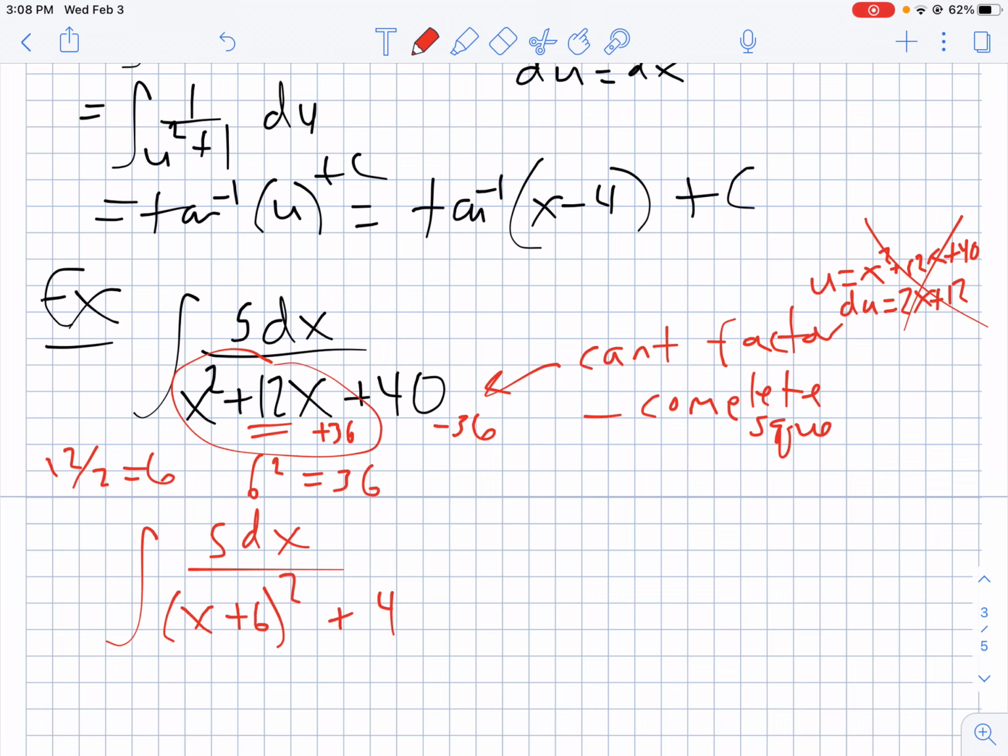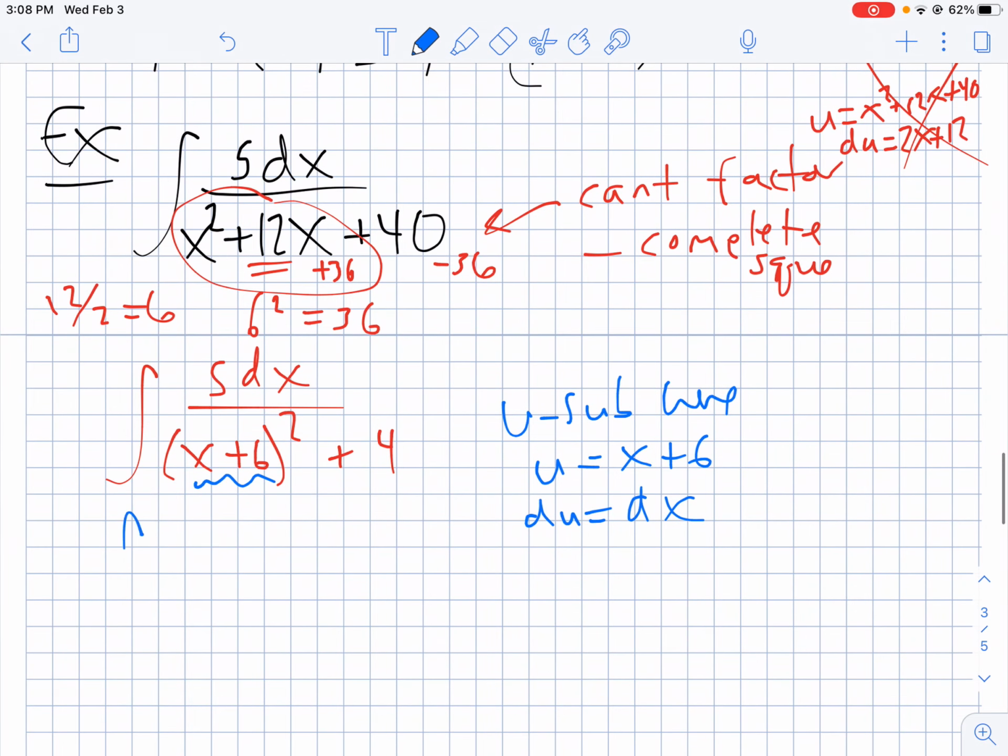Okay, now I'm going to do u sub. And then we're going to see something kind of cute come in. So we're going to do u sub here with whatever this part is that's being squared, right? It's in parentheses. So u is x plus 6, so the du is just dx. Nice. So this becomes the integral of 5 dx, and hey, we could just pull the 5 in front. It doesn't matter. You can leave it there.